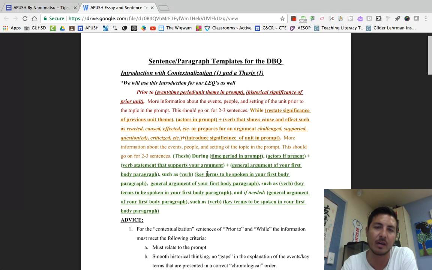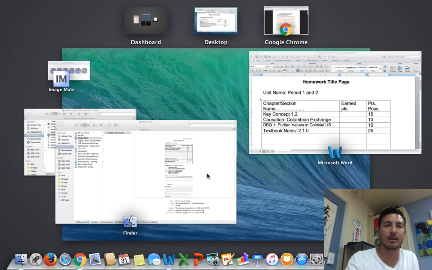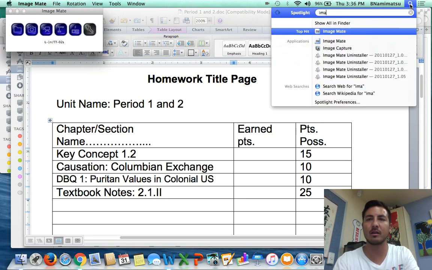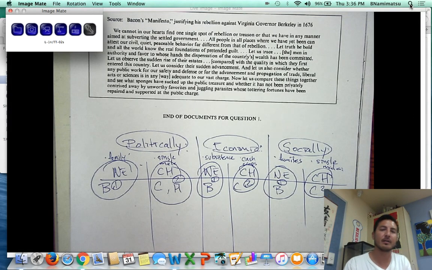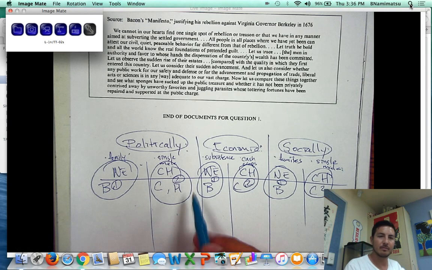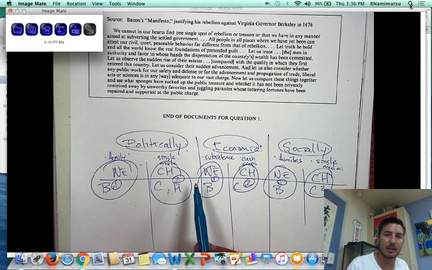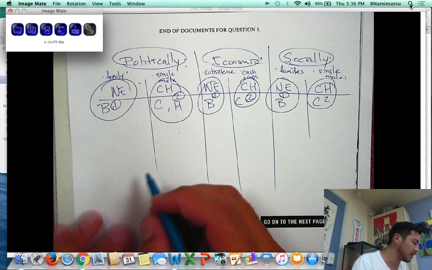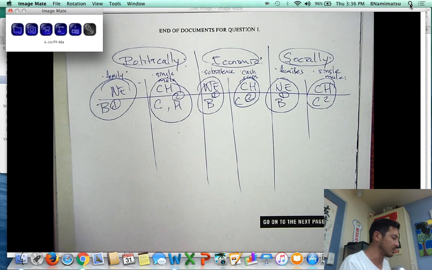It says during, and I'm going to go ahead and write this for you. Okay, so here we go. We're going to go back to the ImageMate software. That is not there, but I will get it locked and loaded here for you in a second. Give me a sec. ImageMate. There we go. Awesome. So right here, as you guys can see, it says political, economic, and social. So using the sentence template, this is what I'm going to say. And I'm going to use my prompt with my time periods as well.